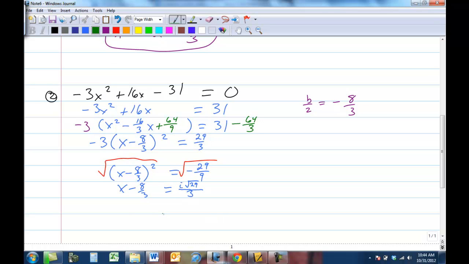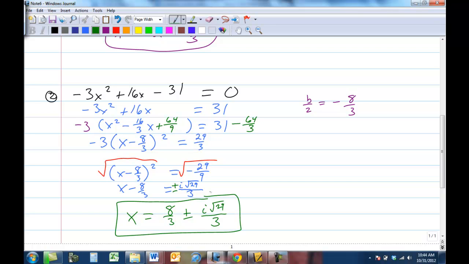Then get x by itself. Since I don't have to rationalize the denominator or anything funky there, our final answer is 8/3. Oh, snap, but I did forget something, didn't I? Forgot my plus or minus. All right, if you use the square root to solve, make sure you got plus or minus. So our final answer is 8/3 plus or minus i root 29 divided by 3. That was gross, huh?